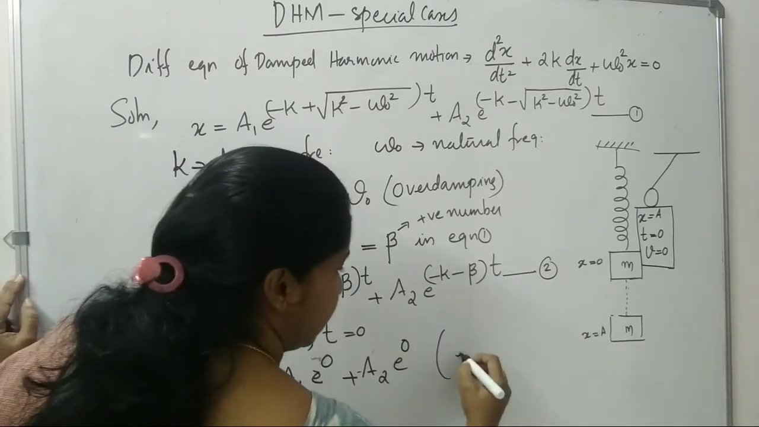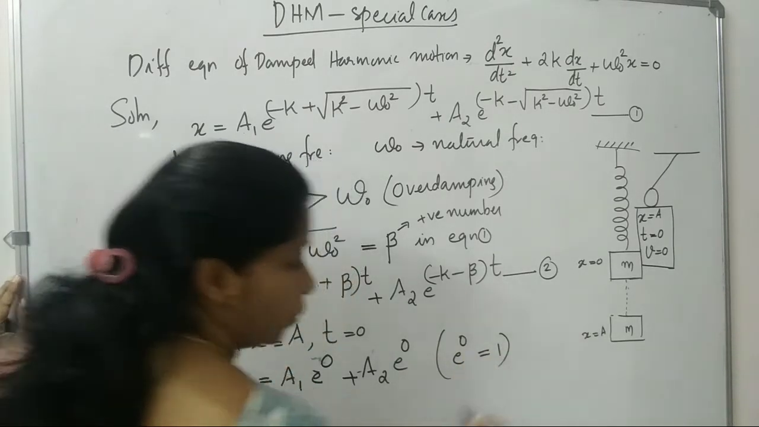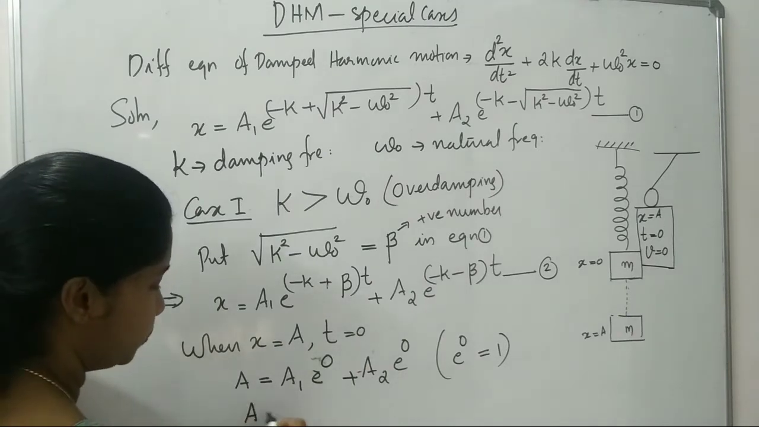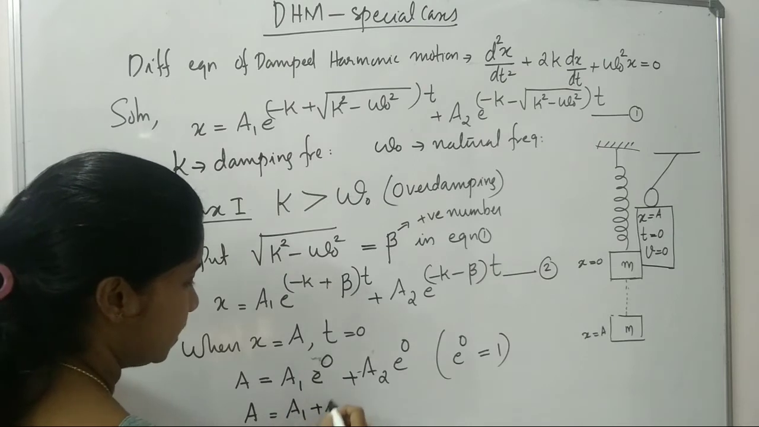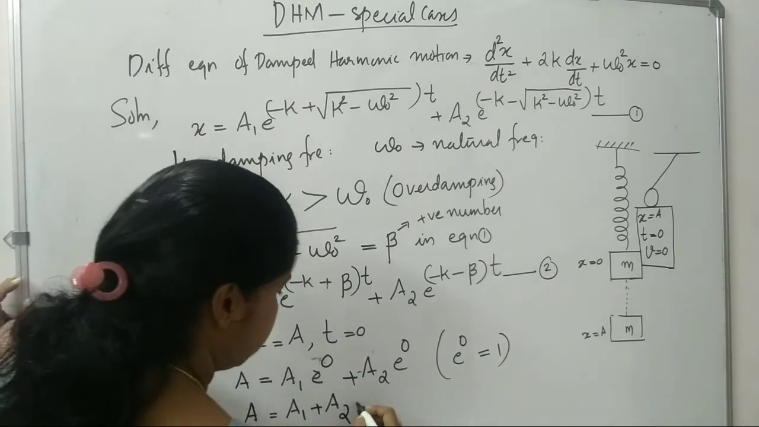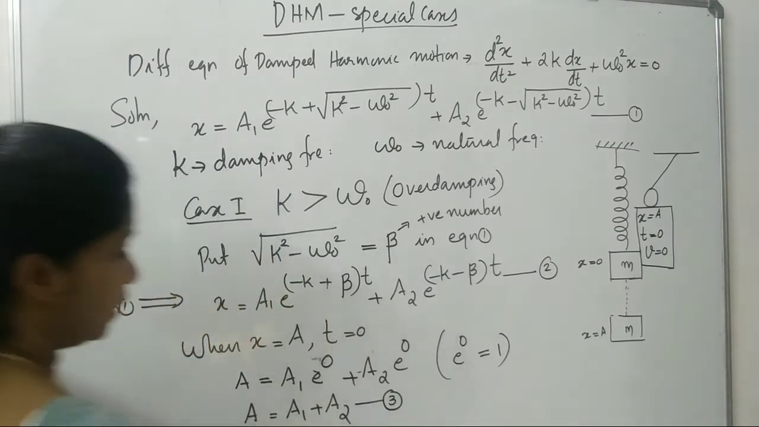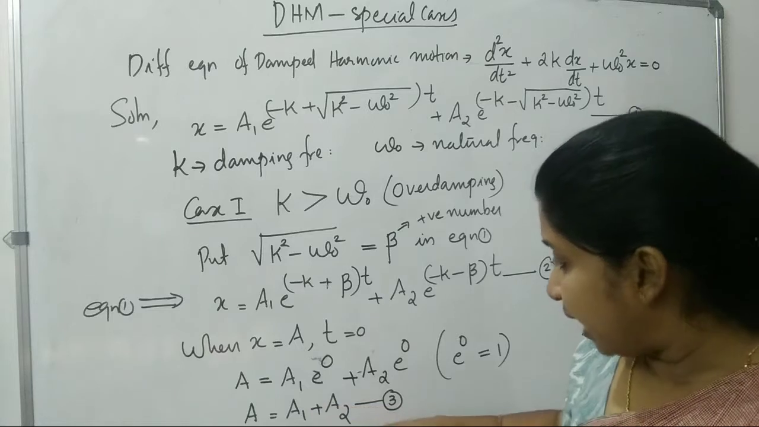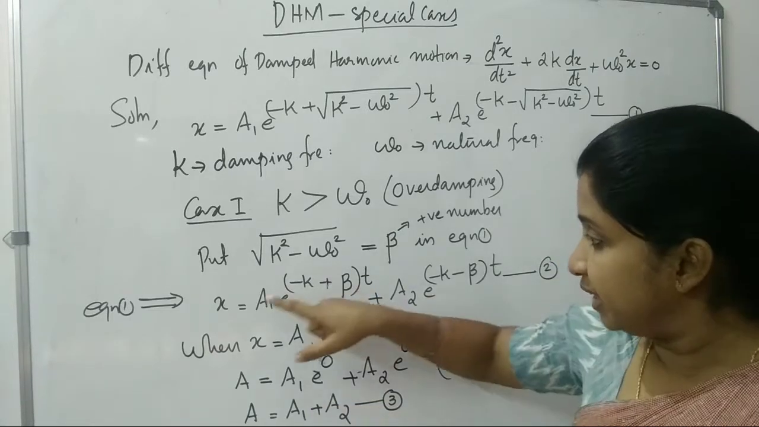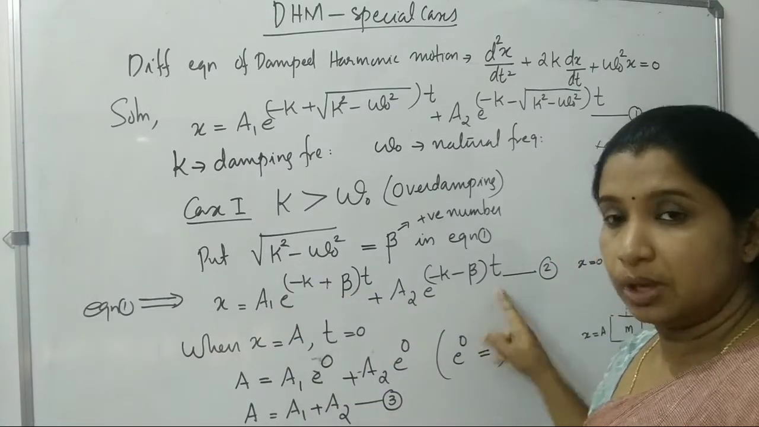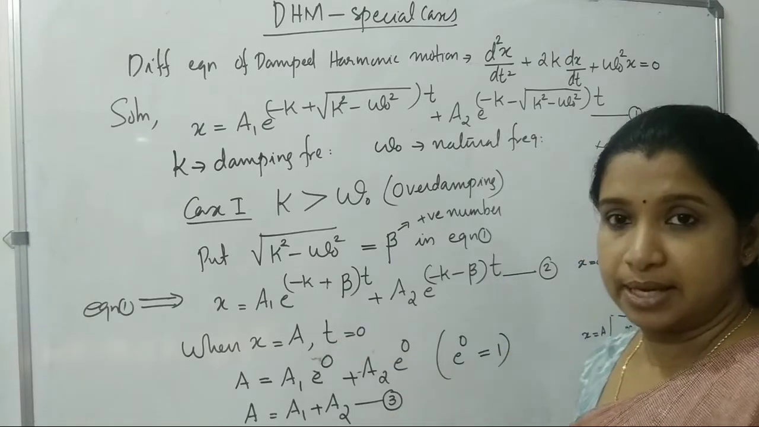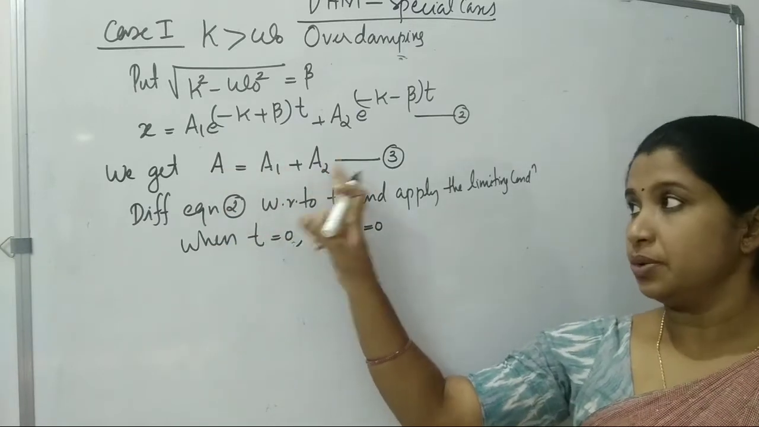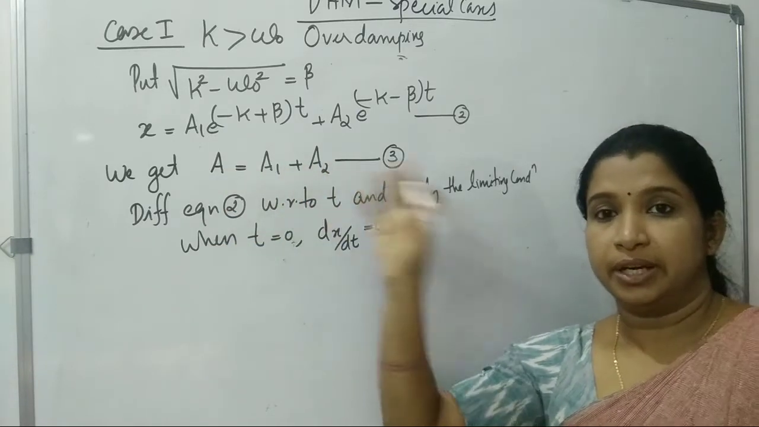We know e raised to 0 is equal to 1. So we get a = a1 + a2. So this is equation number 3. Still we didn't get the values of a1 and a2. We have to find the values of a1 and a2 separately.